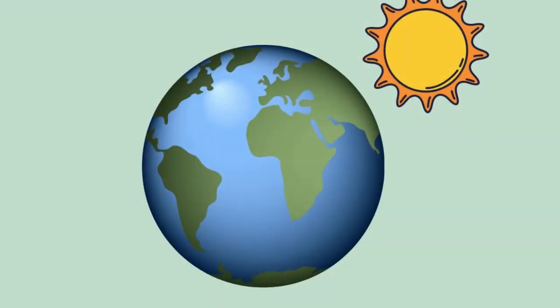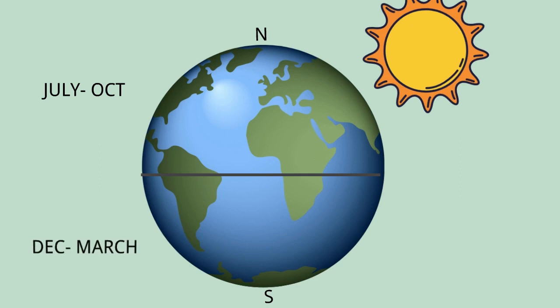Tropical cyclones occur at the time of maximum solar radiation. In the northern hemisphere, it is during the period of July to October, and in the southern hemisphere it is during the period of December to March.